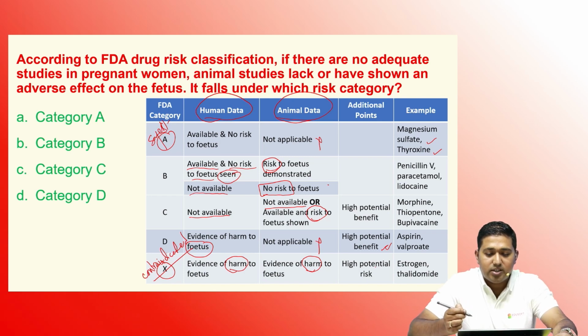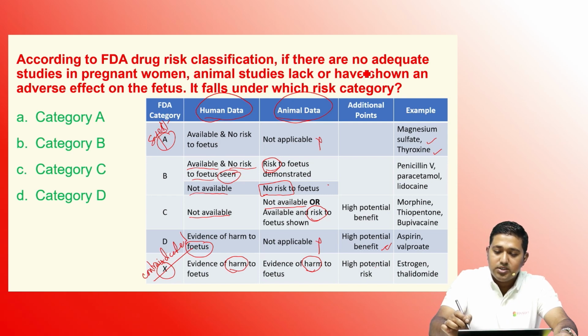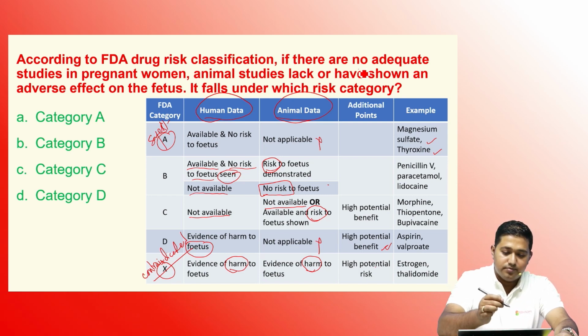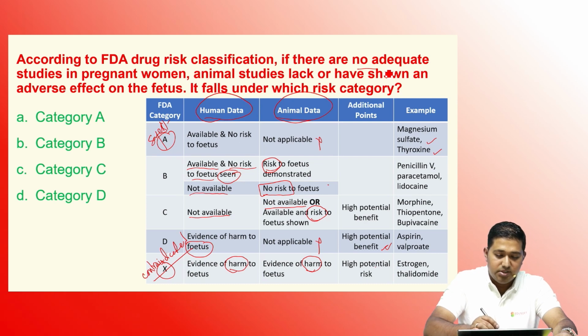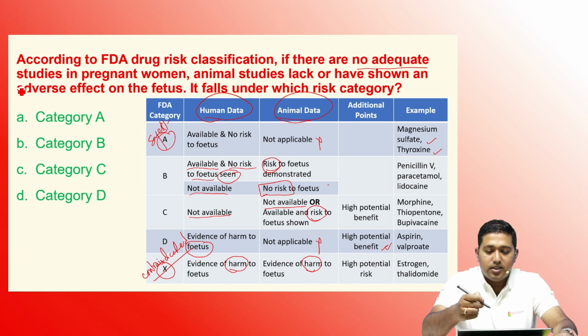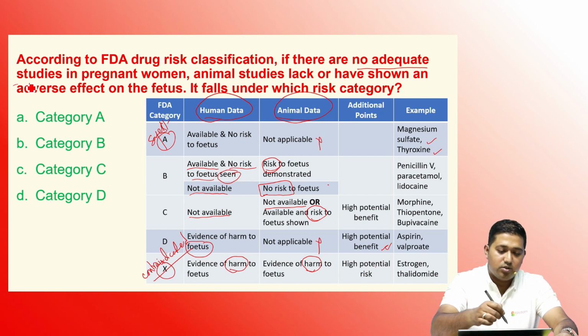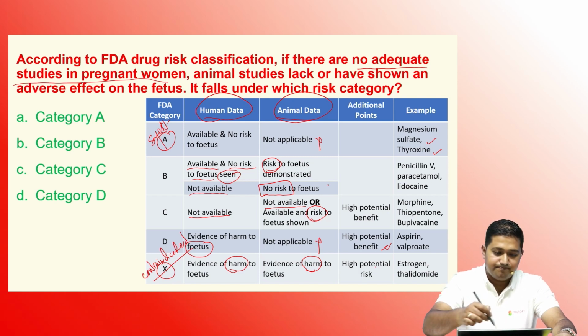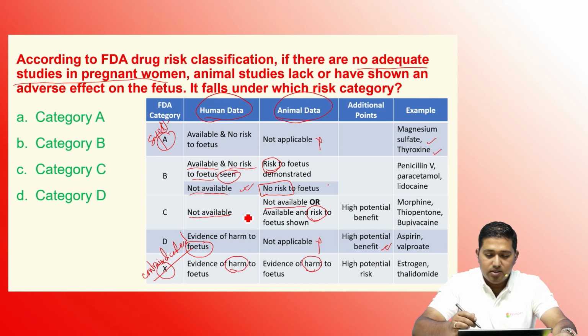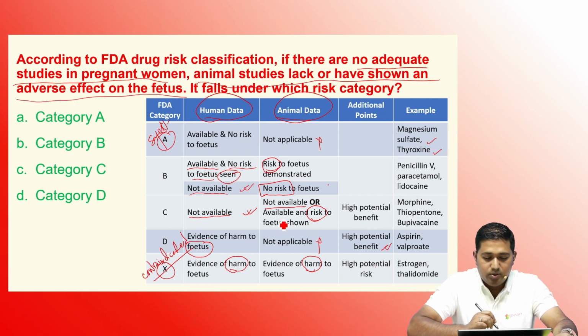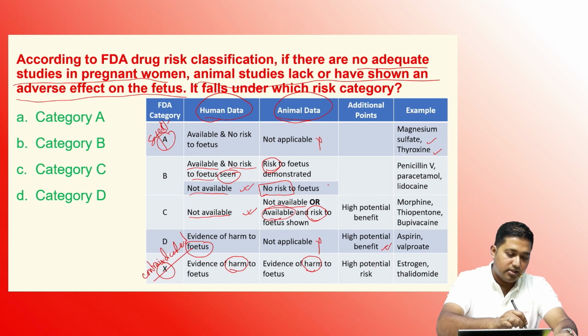So if you refer back to our question, there are no adequate studies in pregnant women. So it is talking about either B or C. Now let's see what else is present in our question: animal studies lack or have shown an adverse effect on the fetus. The second part. Now if you see our table here, either the data is not available, or it is available and it has also shown risk to the fetus. Because of this, the answer here would be C, category C.